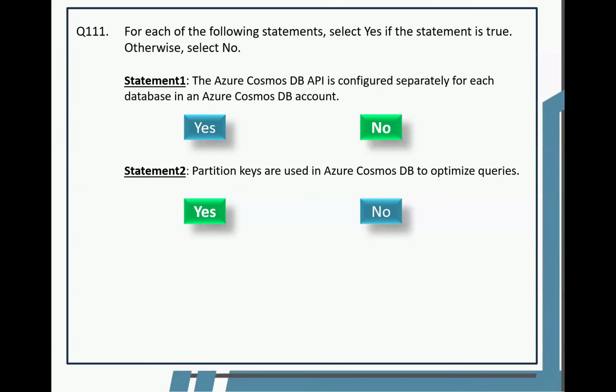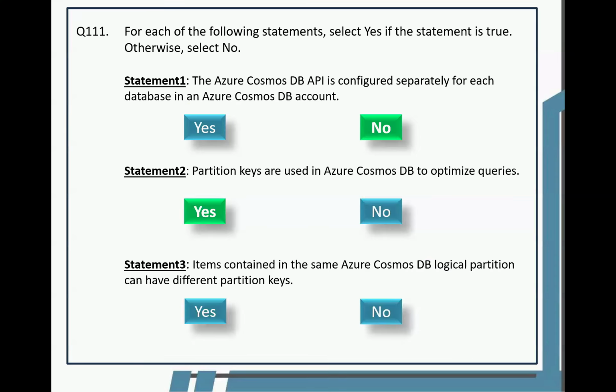Let's look at the third statement. Items contained in the same Azure Cosmos DB logical partition can have different partition keys. Now, all items within the same logical partition must share the same partition key value. The logical partition is defined by that shared key value. It's what groups items together.